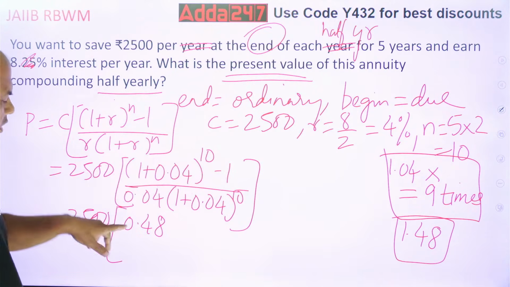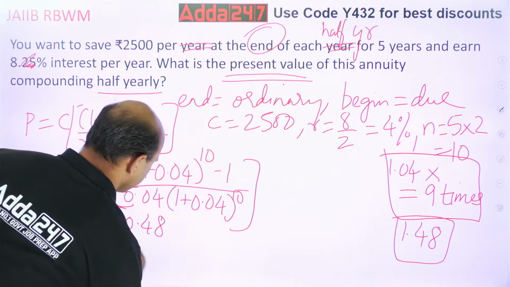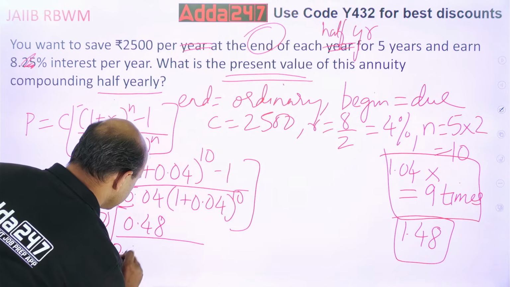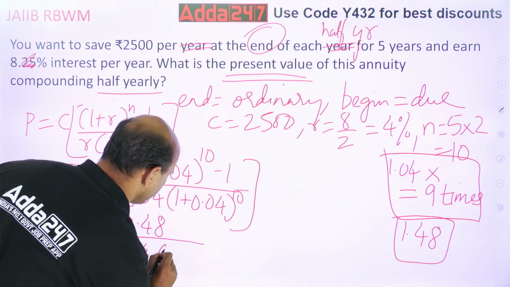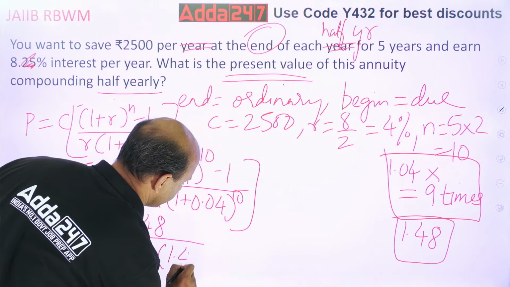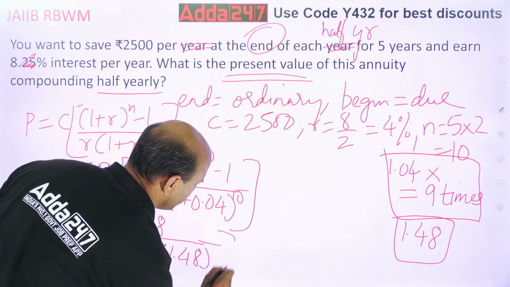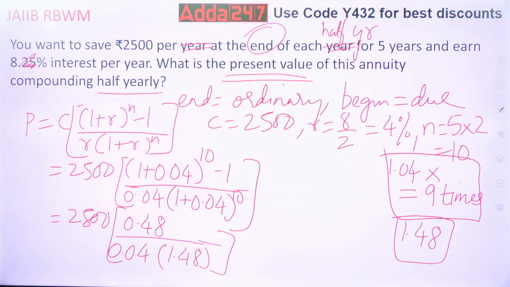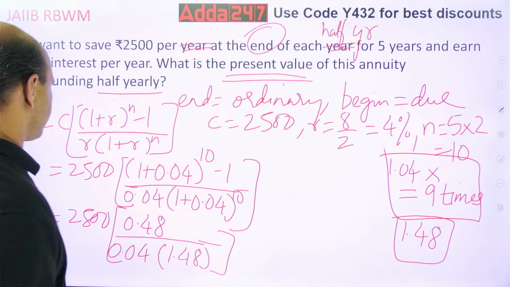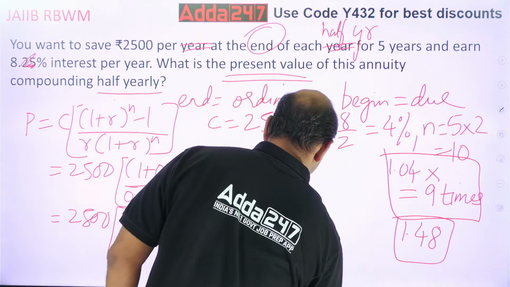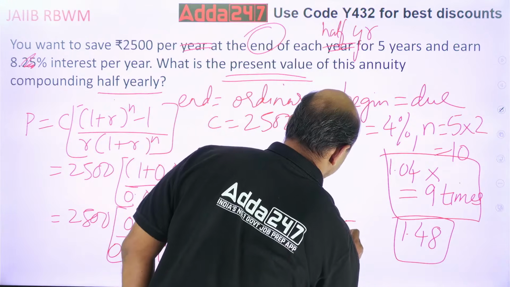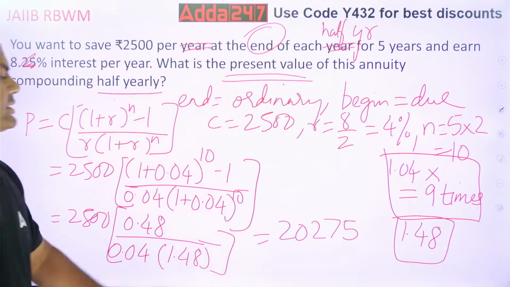so 0.48 upon 0.04 into this is 1.48. Now multiply this and get the answer. I think 20,275 you are getting it. All of you are getting the same. So 20,275, this much I will get.